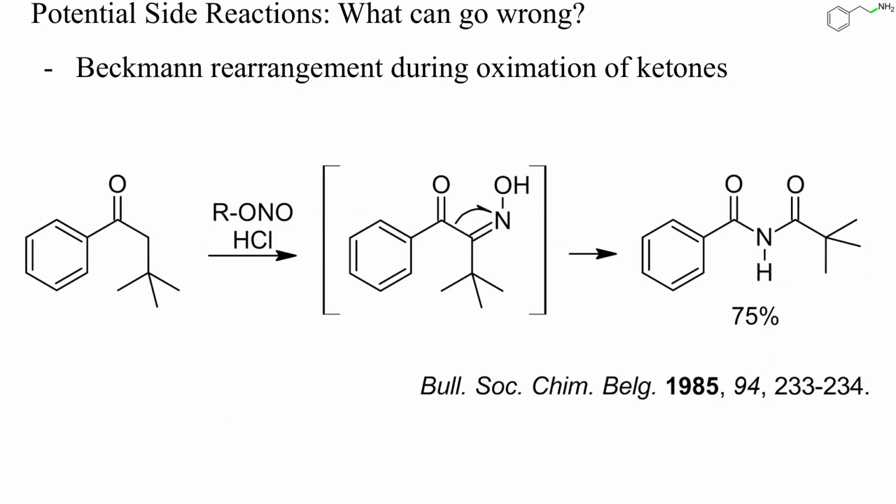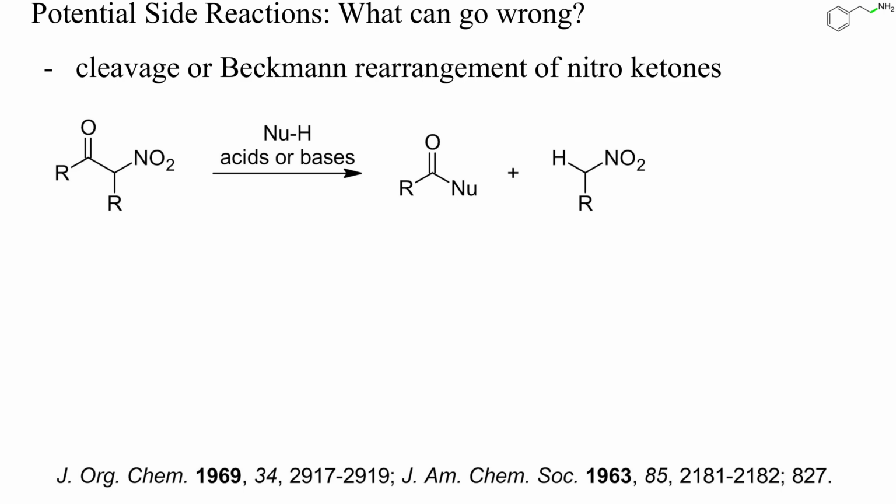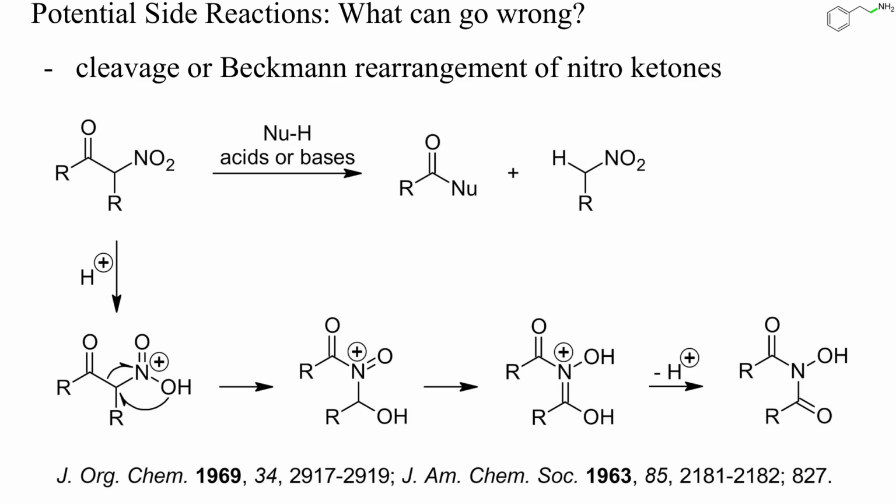Alpha nitrosation of ketones is difficult because the initially formed oxime readily undergoes Beckmann rearrangement. I've shown you a number of successful examples though, and under optimized conditions it should be possible to nitrosate a given ketone in high yield. Also, alpha nitroketones are sensitive and easy to cleave. Care must be taken during workup to prevent such deacylations. Acids can bring about the Beckmann rearrangement of nitroketones, which yields N-hydroxyimides.